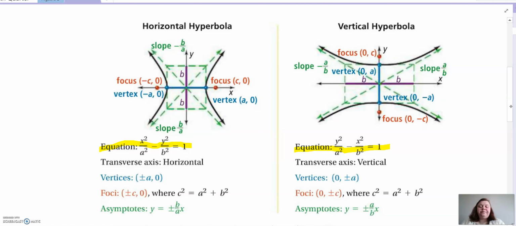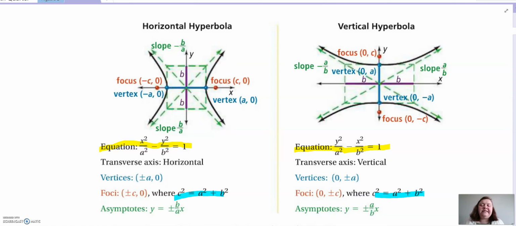We also have foci when we're dealing with our hyperbolas. So our foci are going to be on that same axis as the vertex and the axis that's crossed by the hyperbolas. Our foci are plus or minus c comma 0 if you're on the horizontal hyperbola, and it's 0 plus or minus c if it's on a vertical hyperbola. And then you might notice it says c squared equals a squared plus b squared after those. So if you look down here at the bottom.